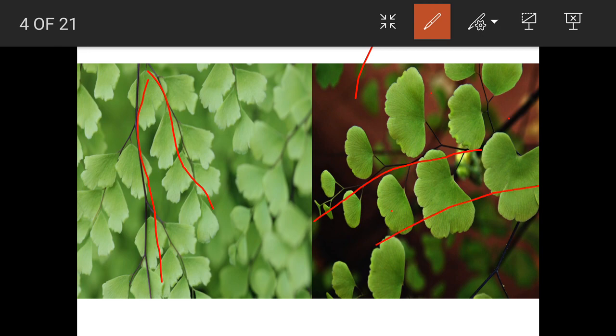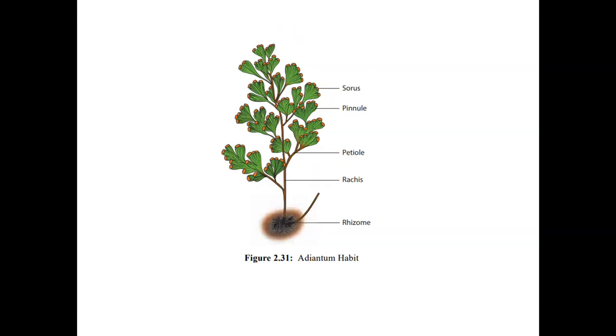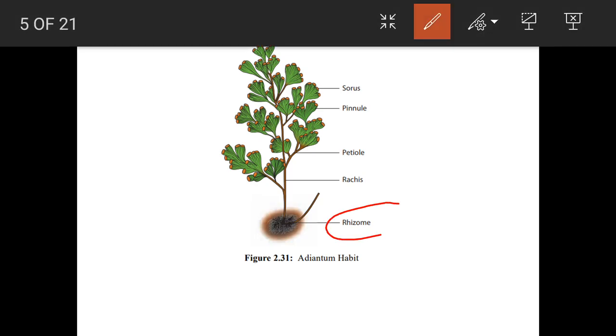We'll move to the next slide, about the external morphology of the sporophyte. You know very well what a sporophyte is. Especially in pteridophytes, the dominant phase is the sporophyte. The plant body is called the sporophyte, which is mainly differentiated into three regions. The first region is the rhizome. The first portion is the rhizome.